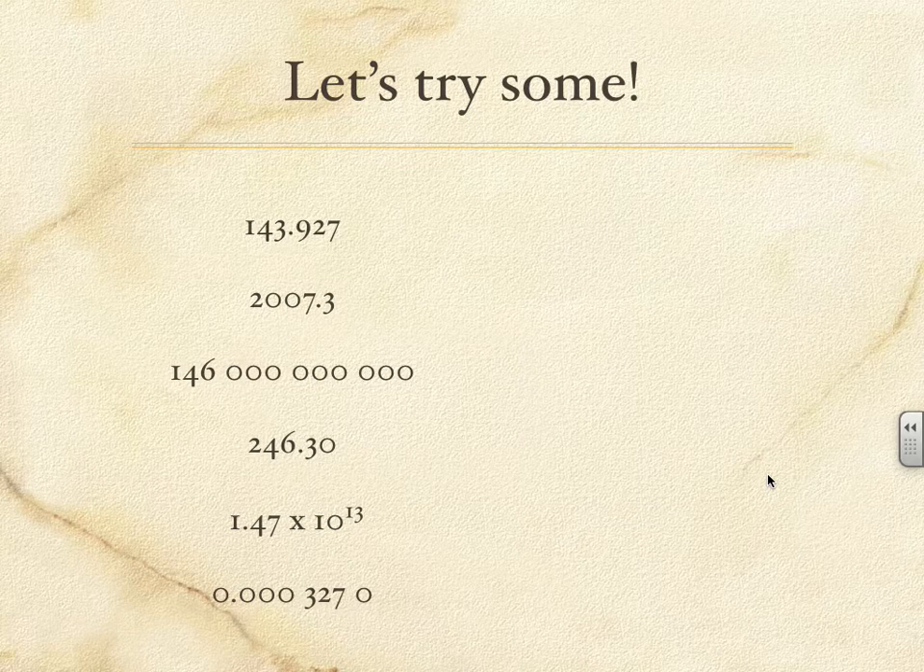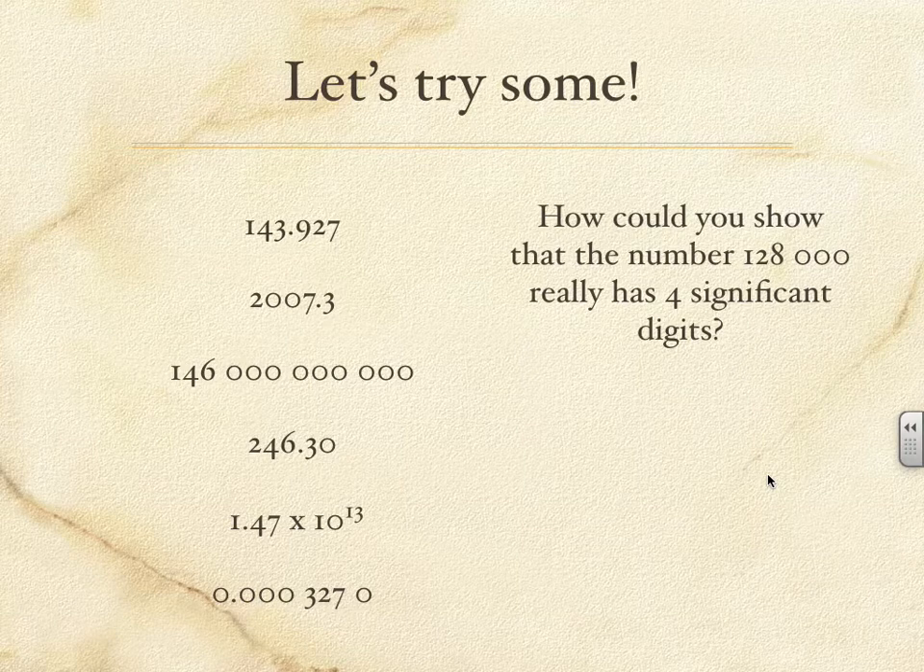Any questions on those? This will follow you through the entire semester to make sure you do understand. How can you show that the number 128,000 has 4 sig figs? In other words, when I measured this number, I estimated that my digit was exactly on the line. This first 0 counts, the other 2 do not. How can I show that to you?